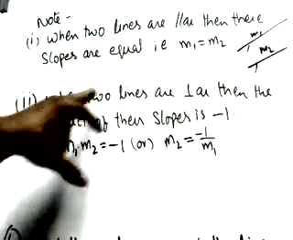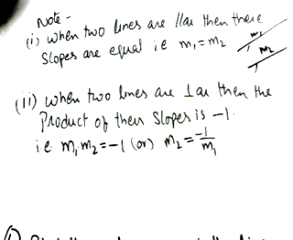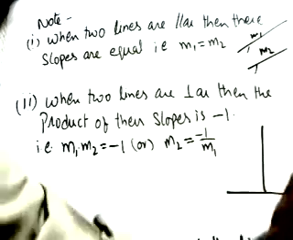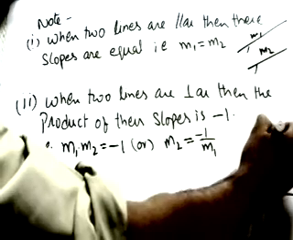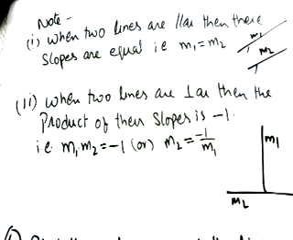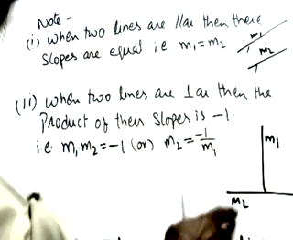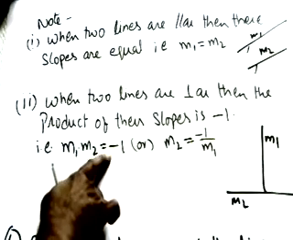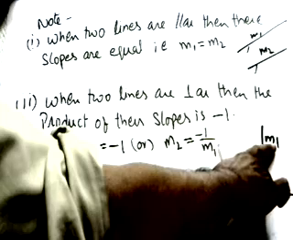Now see the next concept. Watch carefully. When two lines are perpendicular, then the product of the slopes is minus 1. Suppose two lines are perpendicular, with slope m1 and slope m2. Then if we multiply m1 into m2, we'll get minus 1.